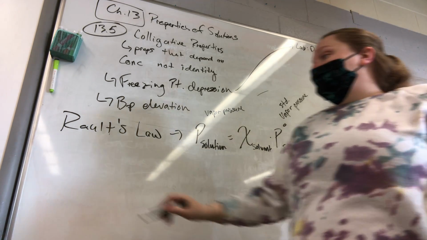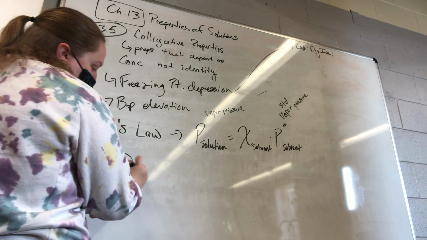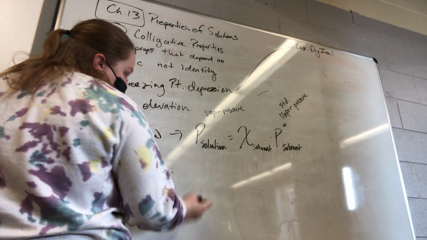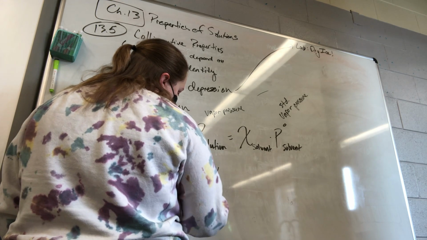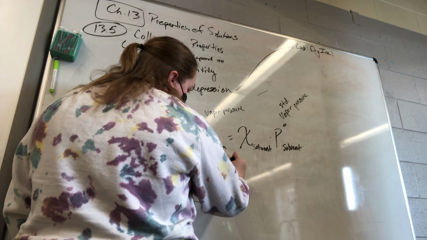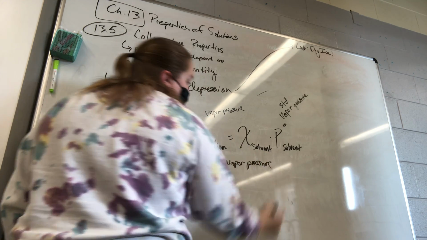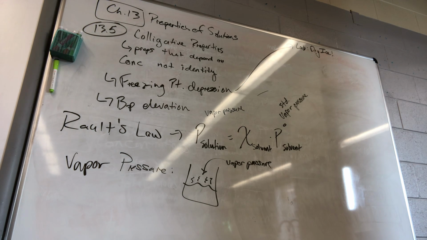What is a vapor pressure? Good, guys. That's a vapor, aka the pressure of the gas right above the liquid. And depending on the liquid, you'd have different ideal vapor pressures.